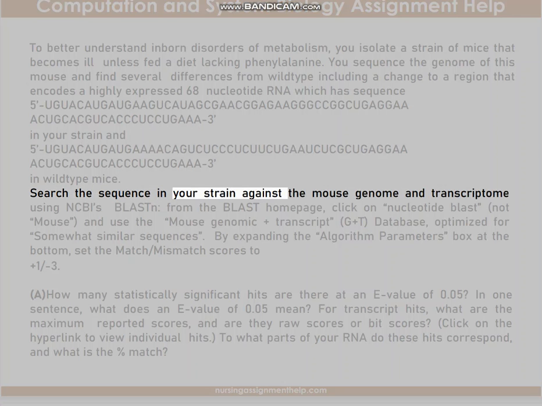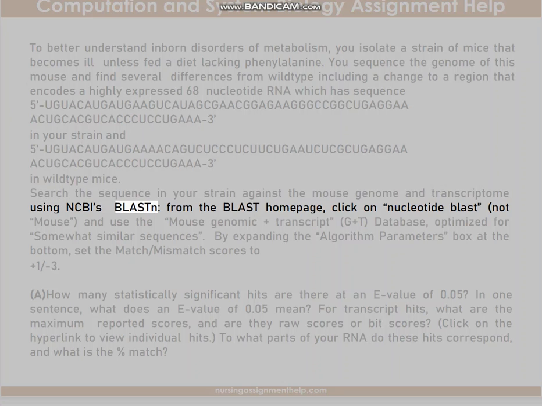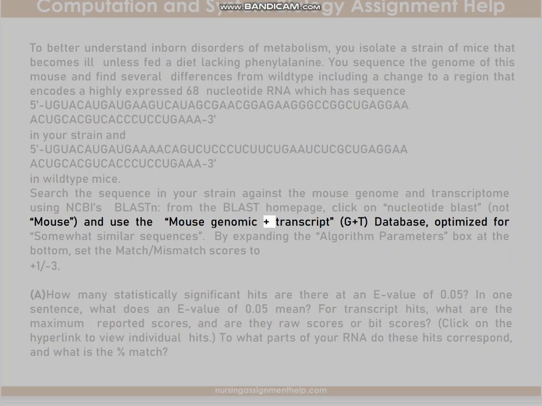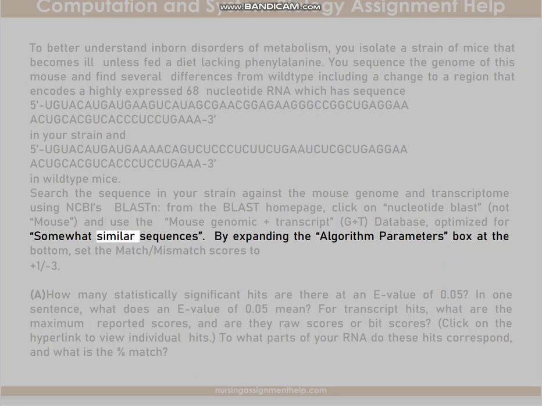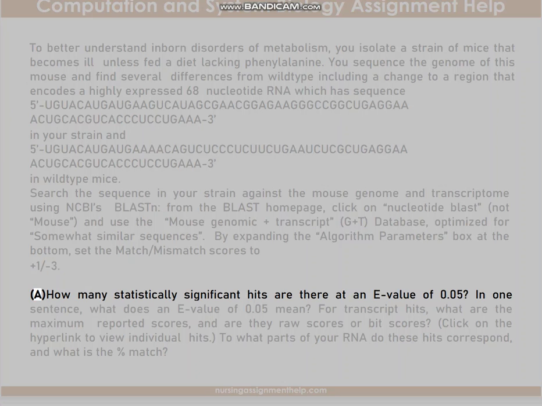Search the sequence in your strain against the mouse genome and transcriptome using NCBI's BLASTN. From the BLAST homepage, click on Nucleotide BLAST, not mouse, and use the Mouse Genomic Plus Transcript G+T database, optimized for somewhat similar sequences. By expanding the algorithm parameters box at the bottom, set the match/mismatch scores to +1/-3. A. How many statistically significant hits are there at an e-value of 0.05?